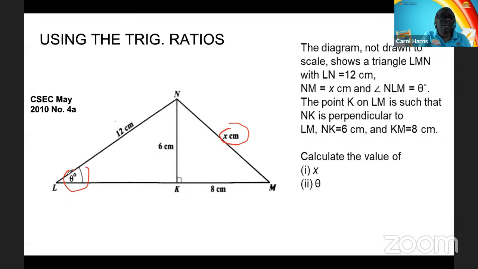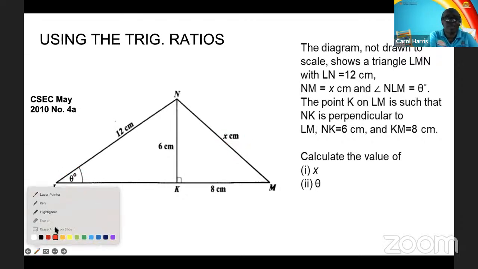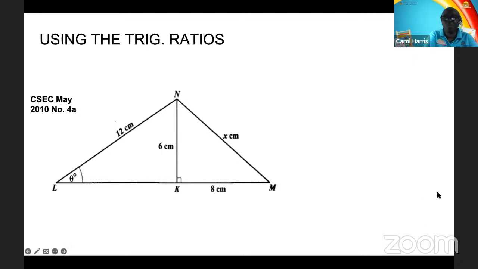So we're marking the two things that we need: the length of X, the value of X for this X centimeters, as well as the angle theta. All right? So talk to me now. How would I find it? Remember we talked about it: do you think it's wise to use the whole big triangle with the three triangles we have here? All right, so can we form right angles?